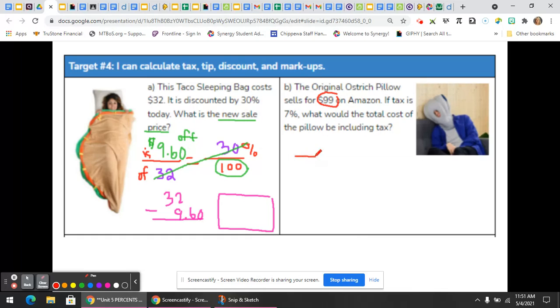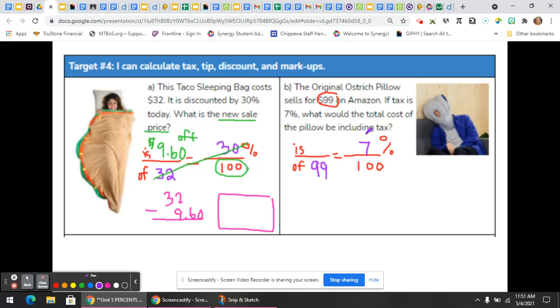So let's use our percent proportion to set this up. Percent over 100, my part over my whole. So as I'm looking at this, my original price on Amazon is $99. That must be my of. Okay, so set up your proportion. Our of is 99. Now, we have to add 7% tax onto that $99.